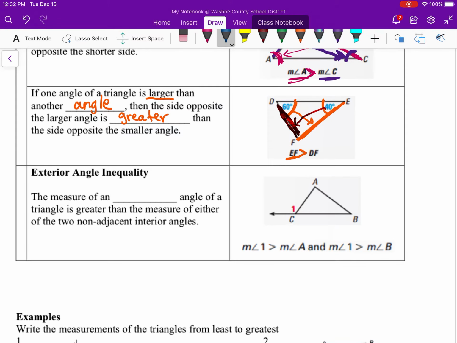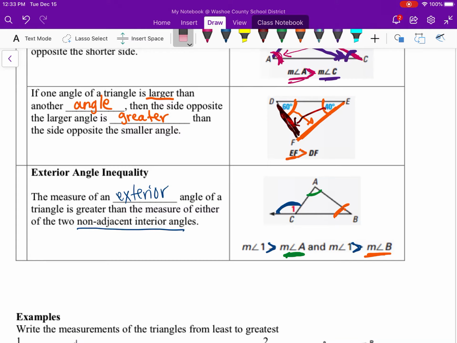And the last thing here is the exterior angle inequality. So the measure of an exterior angle of a triangle is greater than the measure of either of the two non-adjacent interior angles. So let's think about the exterior angle theorem, which we learned last semester, so that I could find the outside angle by adding up the two non-adjacent angles next to it.